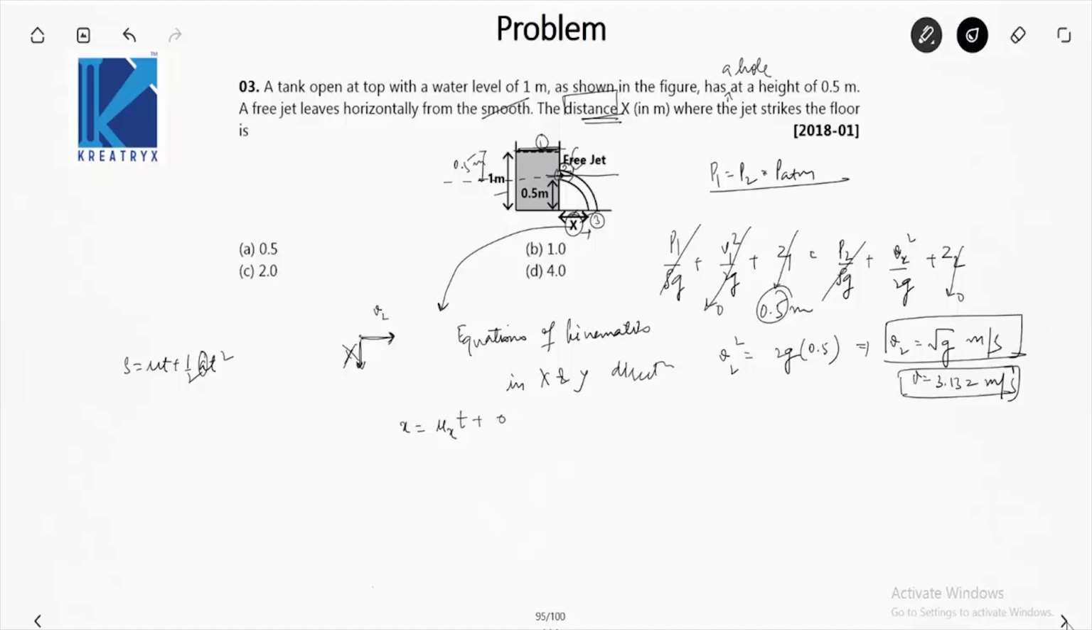Now we don't know x, we don't know t, however we know ux. Ux will be equal to v2. Let me write it here only. So now we have to find t to get x.